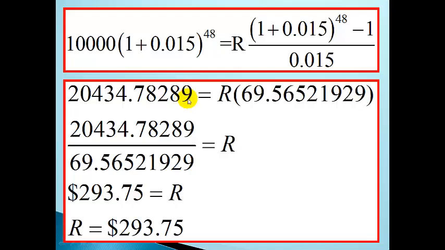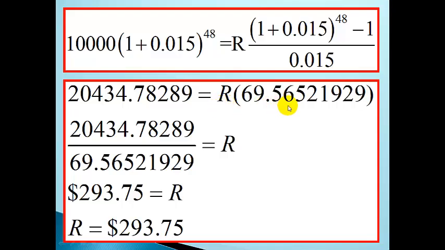20434.78289. That's on the left hand side, and this is equal to R times ((1 plus 0.015) raised to the power 48 minus 1) divided by 0.015, which is equal to 69.56521929. Now take note that we are solving for R, where R is the monthly payment.